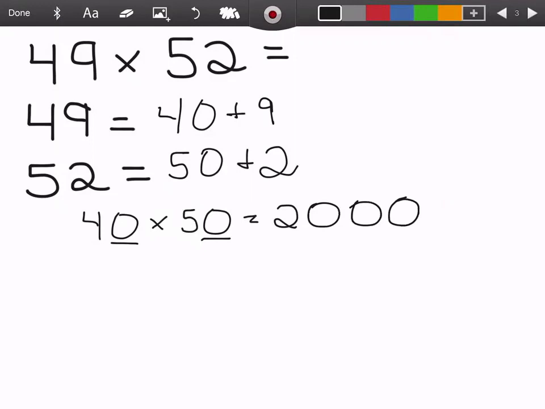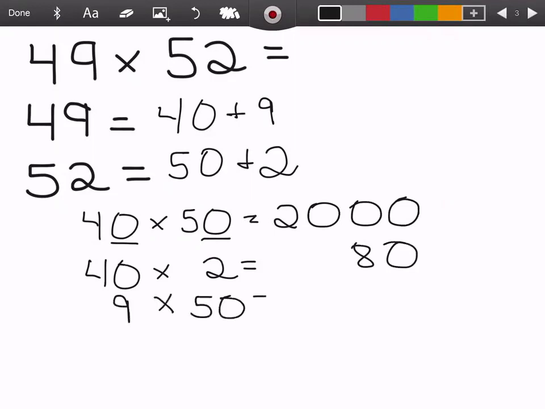Now let's multiply 40 times 2. And of course we get 80. We'll multiply 9 times 50. And so 9 times 5 is 45, plus our 0 gives us 450. And last but not least, 9 times 2, which is just 18.